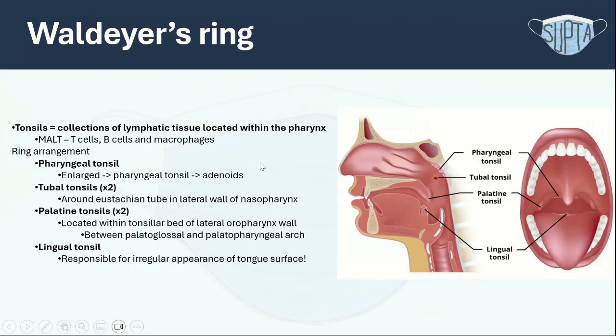Waldeyer's ring. So the tonsil is essentially a collection of lymphatic tissue located within the pharynx. So it has all your immune tissue like T cells, B cells, macrophages. And it's in a ring arrangement. So the pharyngeal tonsils, when they're enlarged, are known as adenoids. You have your tubal tonsil, which is around the eustachian tube in the lateral wall of the nasopharynx. The palatine tonsils are located within the tonsillar bed of the lateral oropharynx between the palatoglossus and palatopharyngeal arches. And then the lingual tonsil is responsible for the irregular appearance of the tongue. So as you can see here in the diagram, you can see all the locations of the ring-like structure of the tonsils.